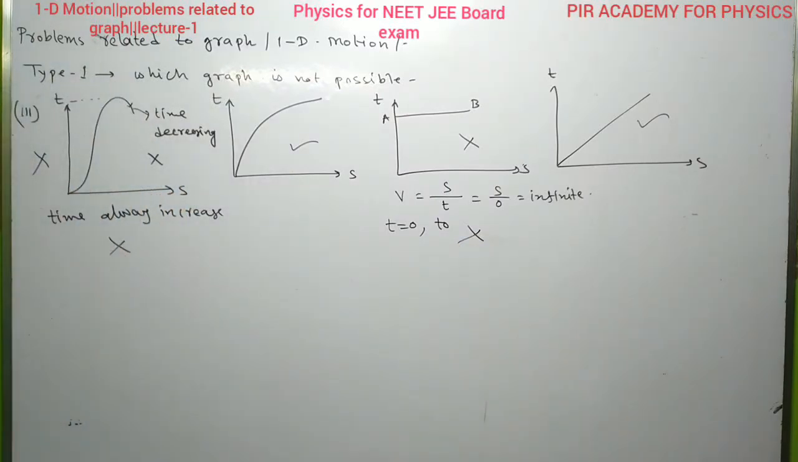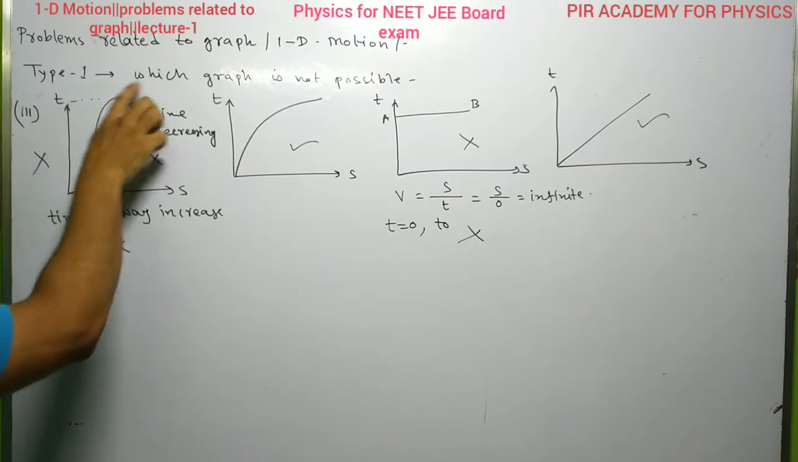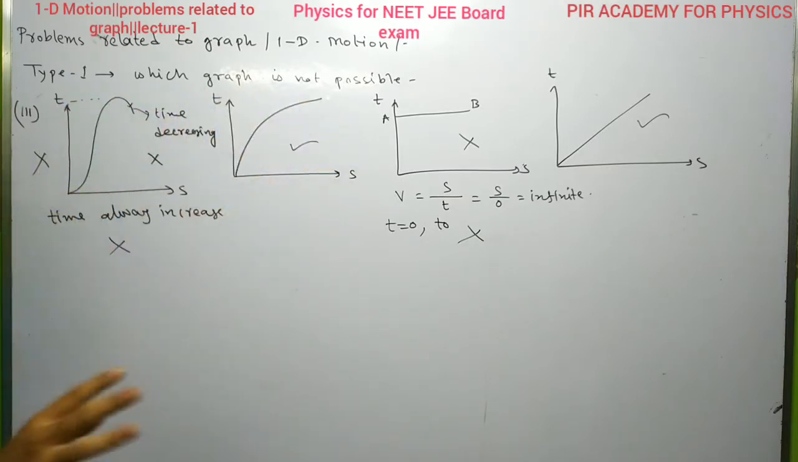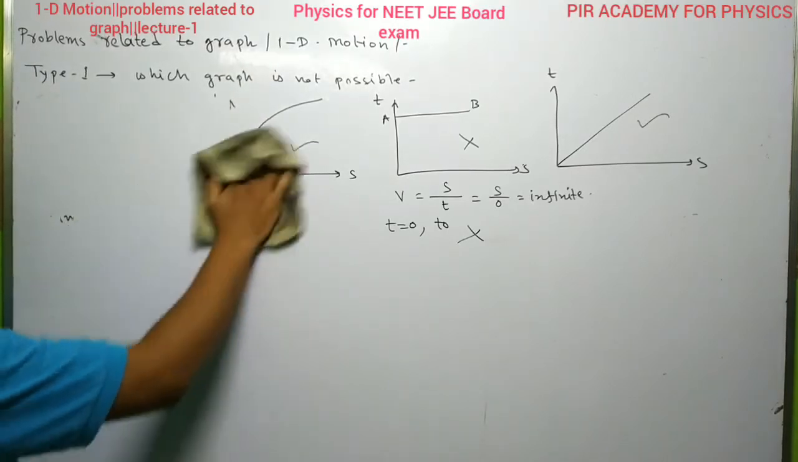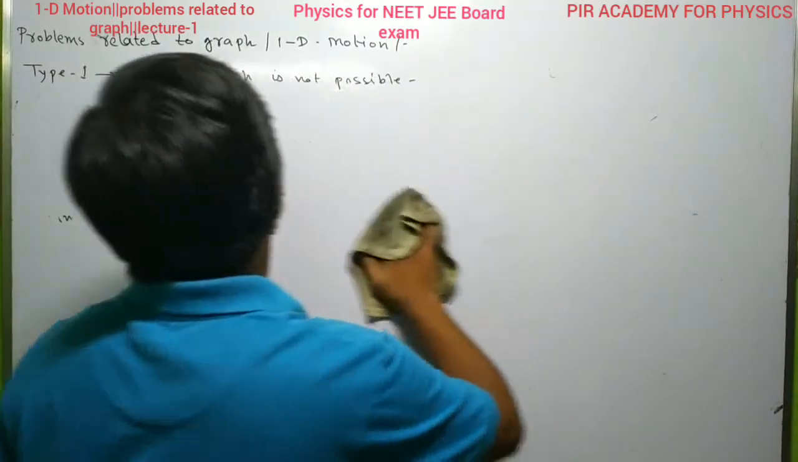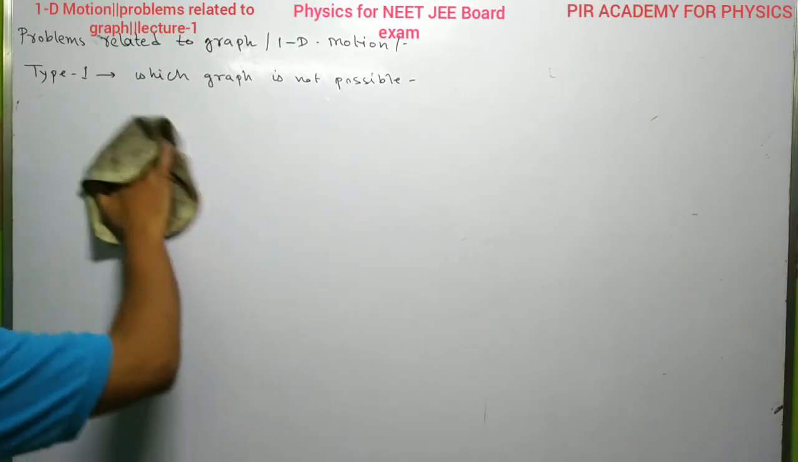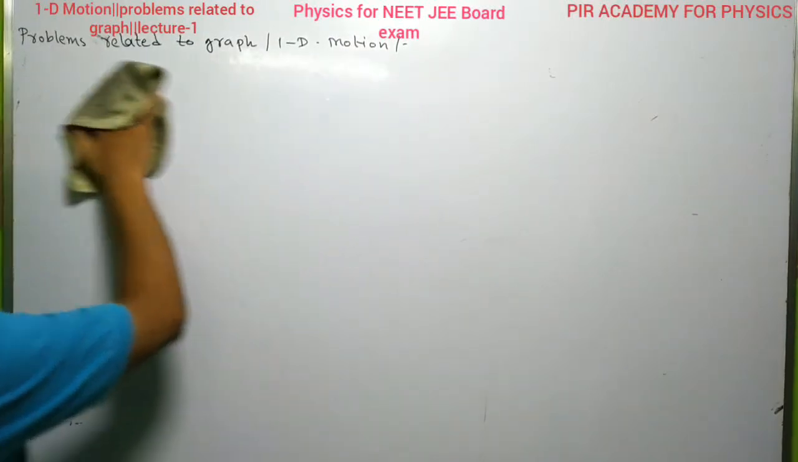So I have discussed type number 1, which graph is not possible. If you understand this portion, then you will be able to answer any type of question related to which graph is not possible. Now, type number 2.